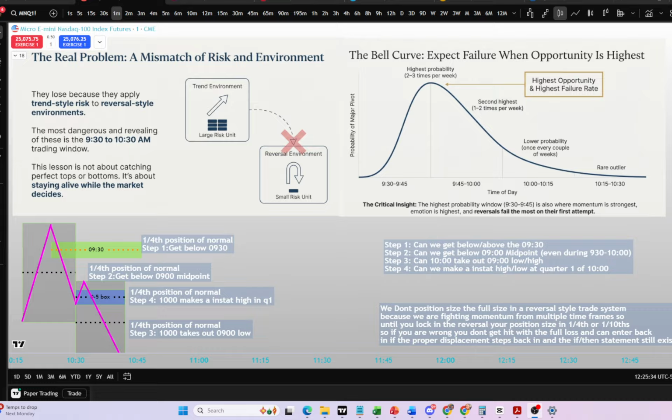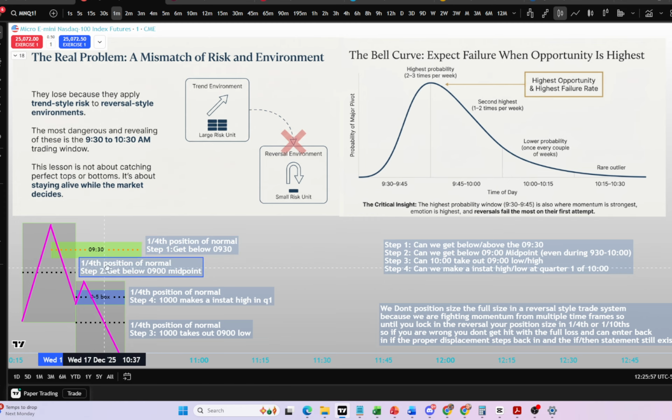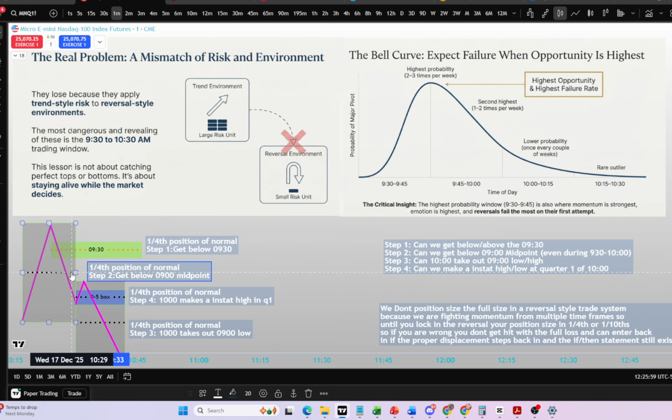All right, so moving on, right? Scaling in, right? We start small. We take your risk per trade to certain conditions where you do 1%, 2.25, half a percent, right? If most of your normal trades are 1%, you're going to take a fourth of that 1% risk per trade of the account size. And you can start with putting a fourth of that in once we get below 9:30. And then another fourth once we do step 2 and get below 9 o'clock's midpoint.